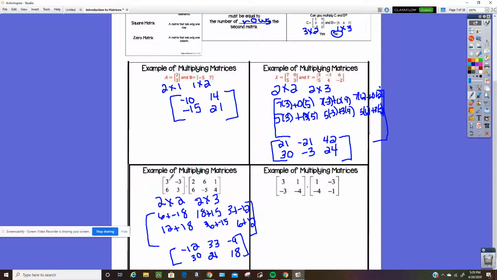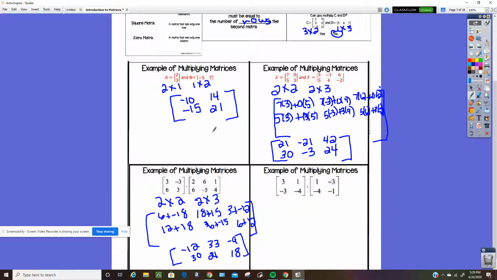So you just have to remember that when you're adding or subtracting, you add or subtract the corresponding entries, but when you multiply, you're multiplying the rows times the columns, and then you're finding products there, and then you're summing them together to get the result.